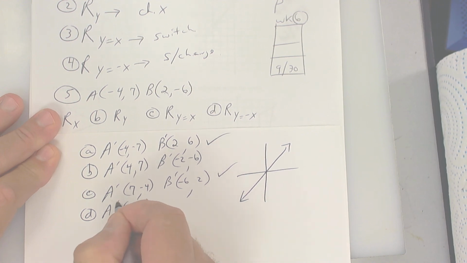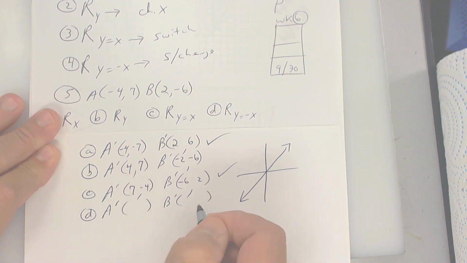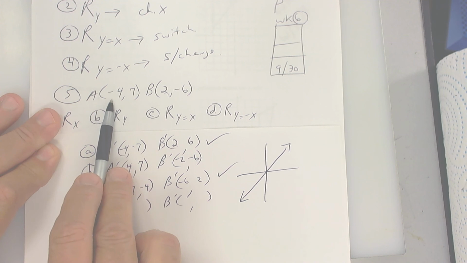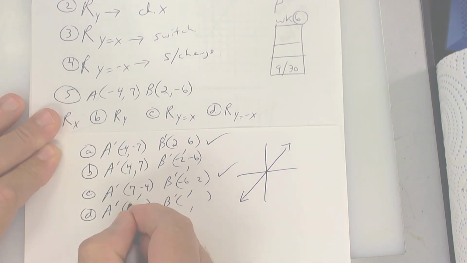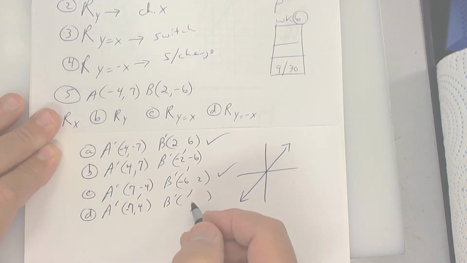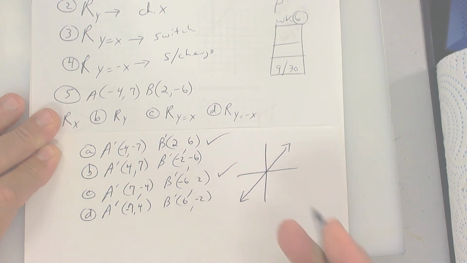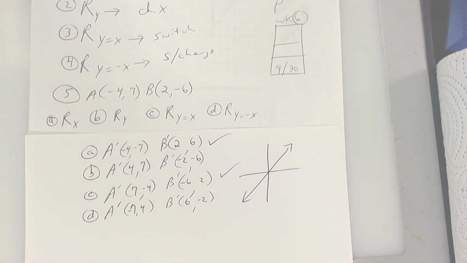The next one, you got to switch them and change them. So when you switch these two right here and change it, it becomes a negative and a positive. So it becomes a -7 and 4. And when you switch these and change it, it becomes 6 and a -2. Those are the rules for reflection. Make sure you know them.